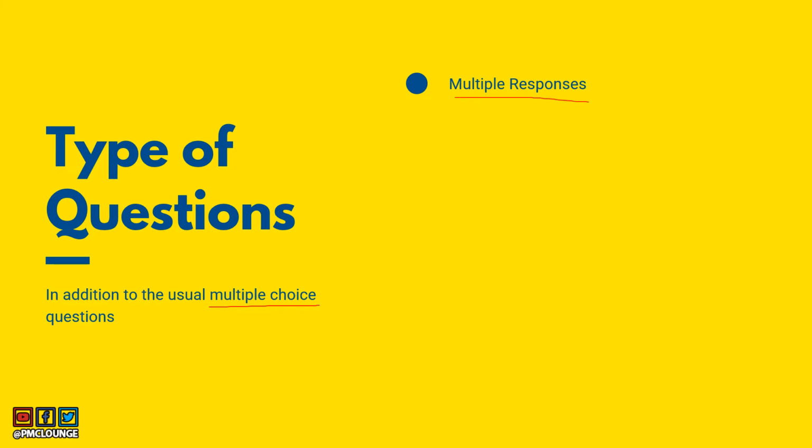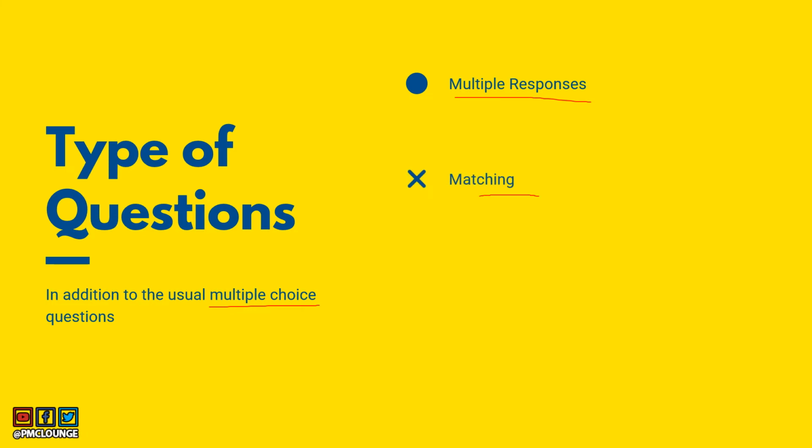So let's talk about the type of questions in the exam. In addition to the usual multiple choice questions, you also have other types of questions in the exam. So multiple choice questions, that's simple, right? Those are the classic questions where you have a question and then you have four options and you can basically select the right option. So that's how you do multiple choice questions. But then you also have multiple responses. So you can have more than one correct answer in a question. So these are also a type of questions that you can expect in the PMP exam.